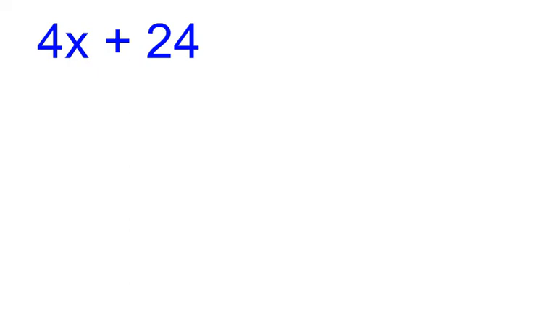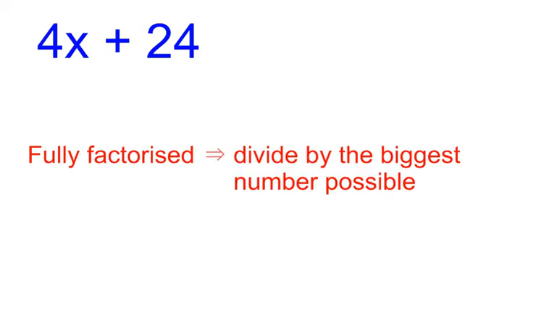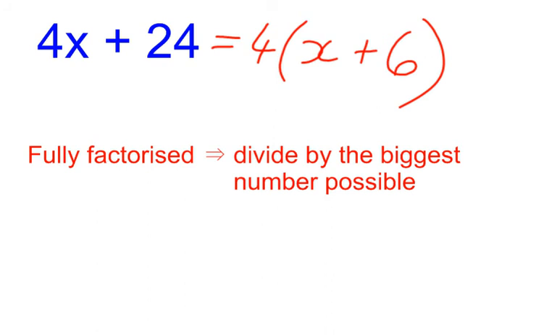Now in this third example, you'll notice that 4 and 24 can be divided both by two different numbers, by 2 and 4. Now, fully factorizing is when I divide it by the biggest number possible. So in this case, it would be 4. So you need to divide both of them by 4. 4 needs to be outside the brackets for it to be fully factorized. If I had divided them both by 2, I would have factorized it, but I wouldn't have fully factorized it. There's usually an extra mark given for fully factorizing.